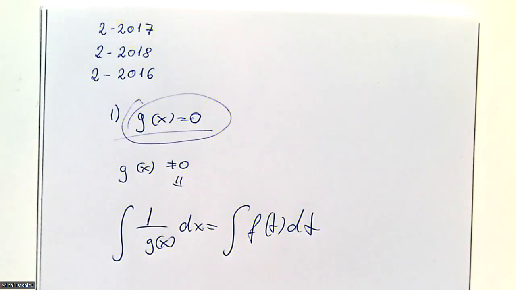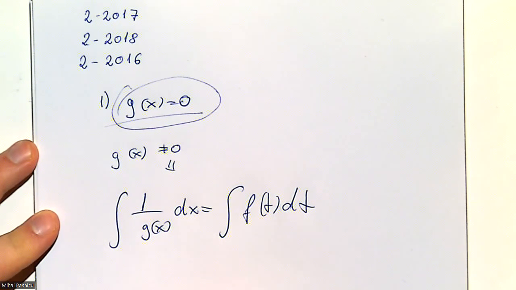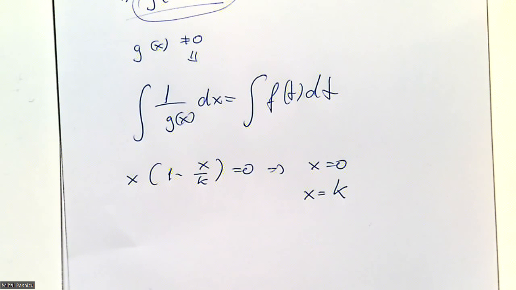let me see. I think in the previous example, let me see if I can find it for a second. The previous example. Okay, yeah, because in the previous example, we found that x times (1 minus x over k) is equal to 0. So we got the solution x is equal to 0 and x is equal to k. We got these two solutions from checking g of x being equal to 0.